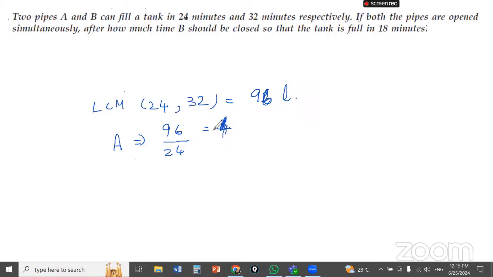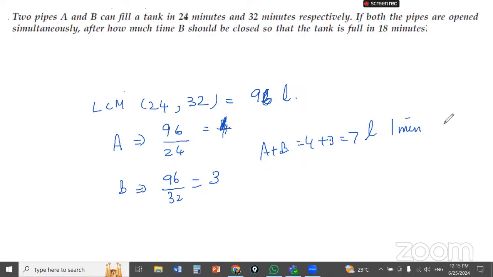It's 4. So for A alone it is 4, and for B alone it is 96 by 32. That is 3. So A and B together, they'll be putting 4 plus 3. That's equal to 7 liters. So A and B together, they'll be filling 7 liters per minute. In 1 minute, A and B will be filling 7 liters.